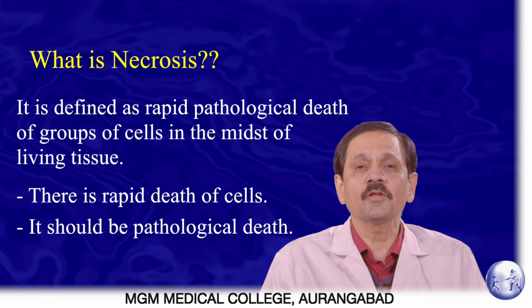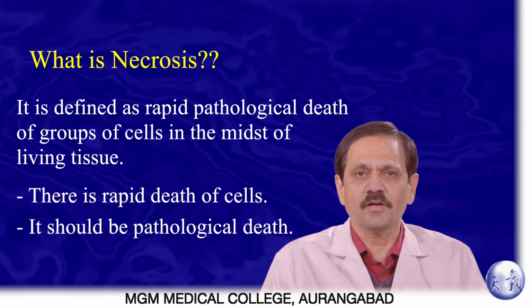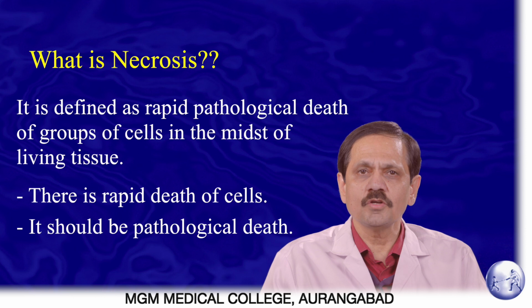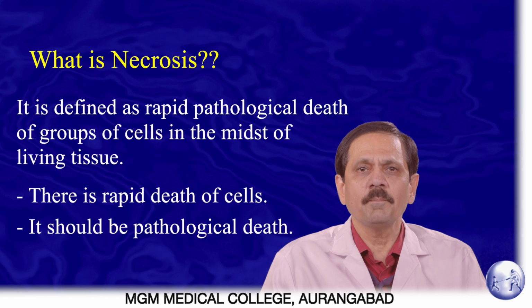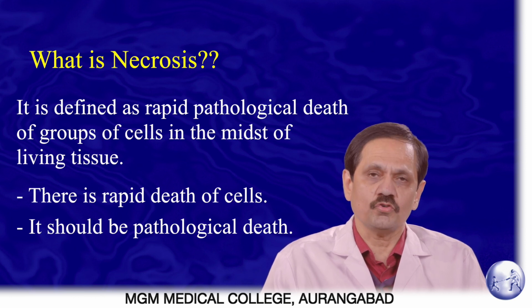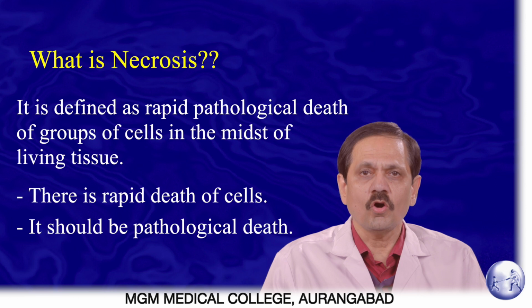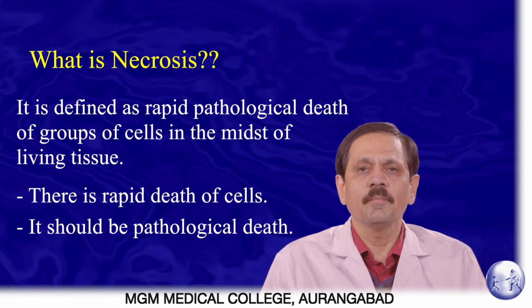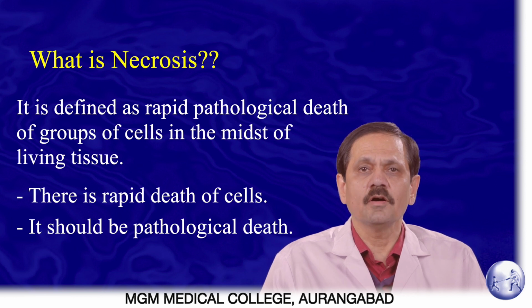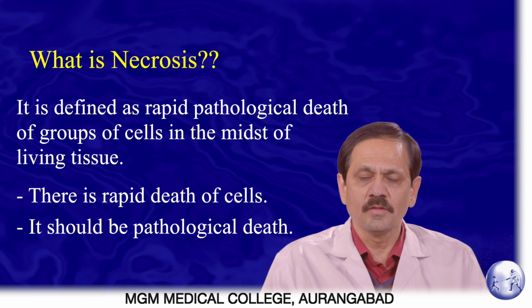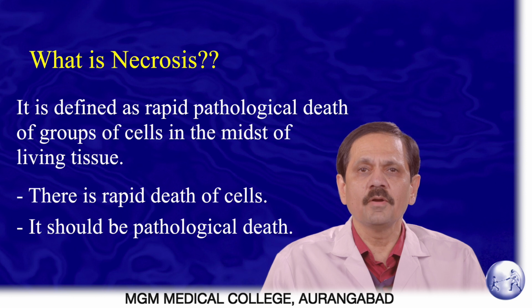Second, it should be pathological death. The first was rapid, the second was pathological, because physiological death occurs in RBCs or squamous cells of skin. So, that is a physiological death. These are the two words: rapid pathological death in the midst of living tissue. The necrotic tissue or the dead cells should be surrounded by living tissue. That is the most important thing, because whenever there is a death of the cells in the midst of living tissue, it will irritate the surrounding normal tissue and it will cause inflammatory cell infiltrates.